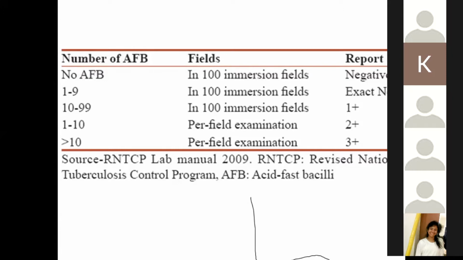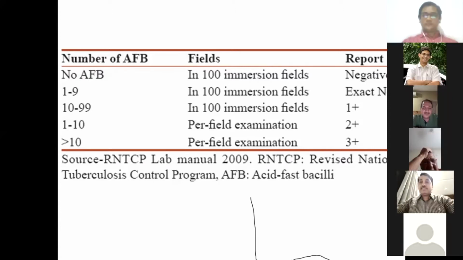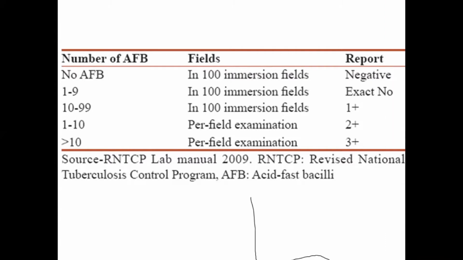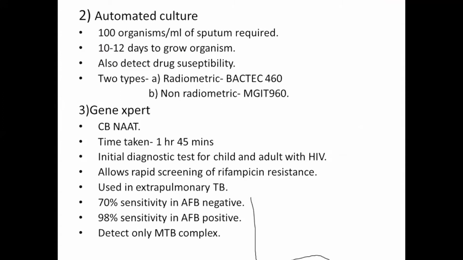Then 10 to 99 per 100 fields is grade 1, 1 to 10 per field is grade 2, and more than 10 per field is grade 3. There is an automated culture that is WHO recognized. In that, 100 organisms per ml of sputum are required for growth, and it takes 10 to 12 days for the organism to grow, and it also detects the drug susceptibility. There are two types: radiometric Bactec 460, and non-radiometric MGIT 960.